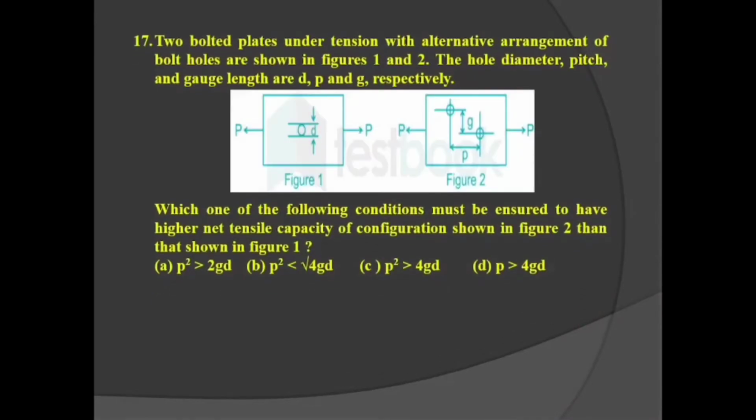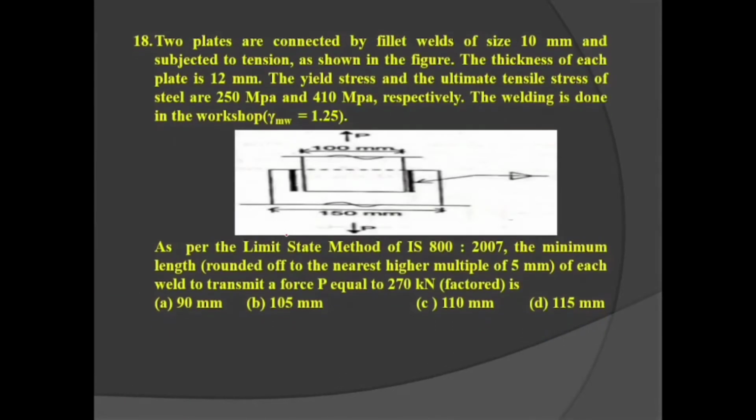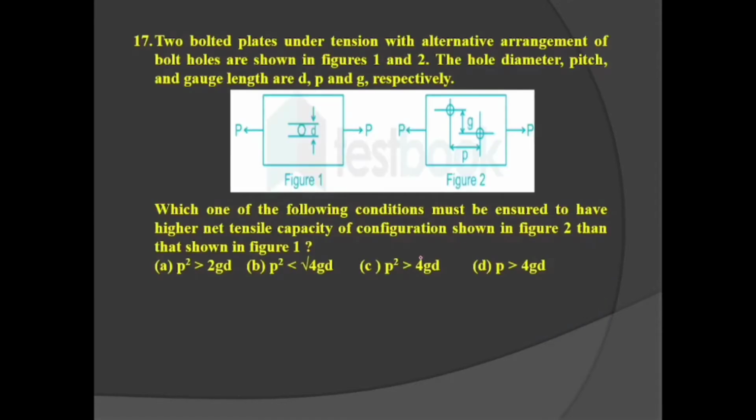So our next question, question number 17, is a very simple question. Two bolted plates under tension with alternative arrangements of bolt holes are shown in figure 1 and figure 2. The hole diameter, pitch, gauge length et cetera are respectively B, D, P, G et cetera. Which one of the following conditions must be satisfied to ensure high tensile capacity? High tensile capacity is a very important fundamental, for the configuration as shown in the figure.